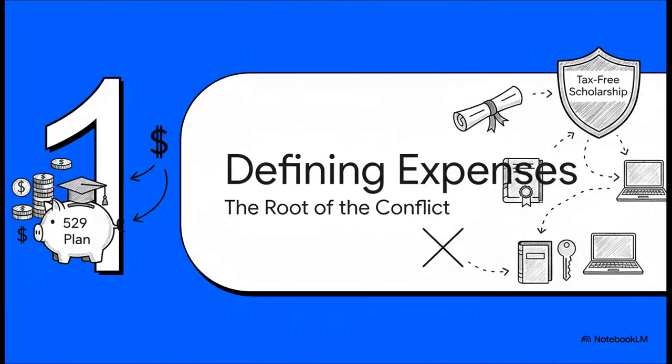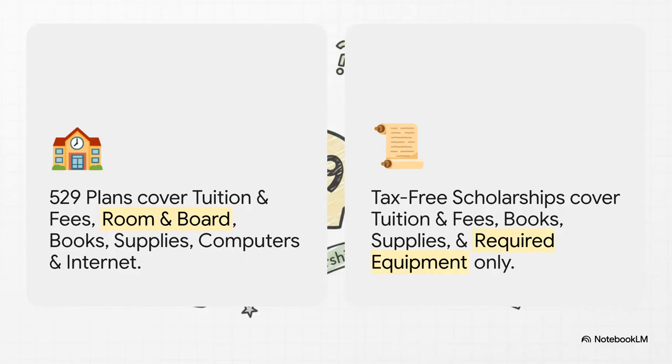All right, to really get this, we have to start at the very beginning. And that's this fundamental mismatch between the rules for 529 plans and the rules for tax-free scholarships. You see, they're defined in two totally separate parts of the Internal Revenue Code, and their definitions of what counts as a qualified expense just don't line up perfectly. And this right here, this is the core of the whole issue.